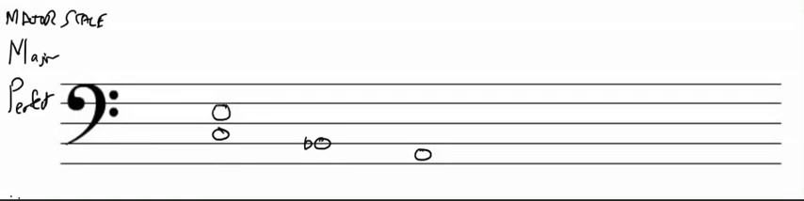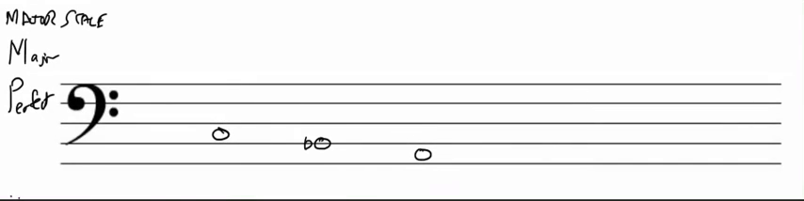If the interval is between C and E, E is the third note of a C major scale, so that interval is a major third. Between B flat and D, D is the third note of a B flat major scale, therefore that is a major third. Between A and C sharp, C sharp is the third note of an A major scale, that is a major third. Major third is the third note of the major scale of the lower note.